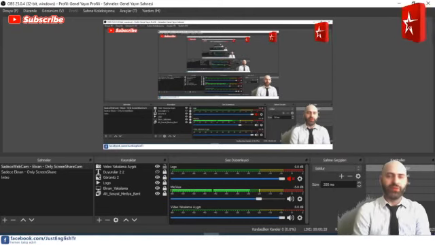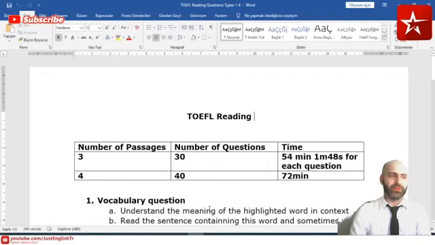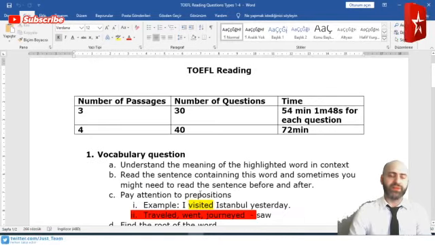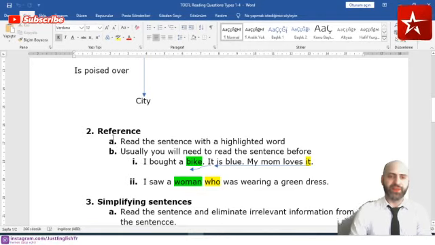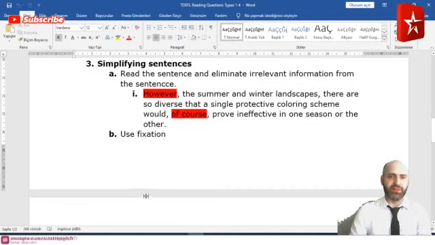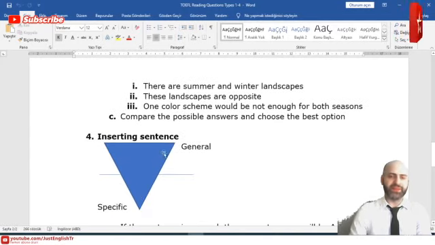If you have watched my lesson last week, we have covered the first 4 types of questions, and let's review what we have learned last week. We've learned vocabulary questions. Also, we have discussed reference, simplifying sentences, and inserting a sentence in the correct place.